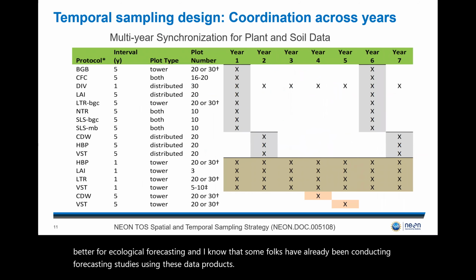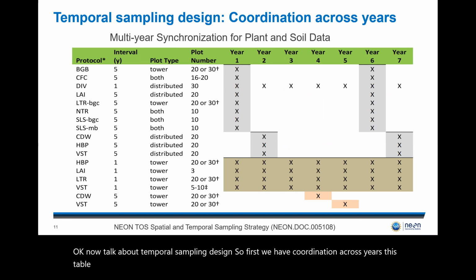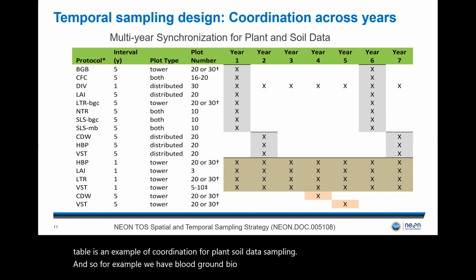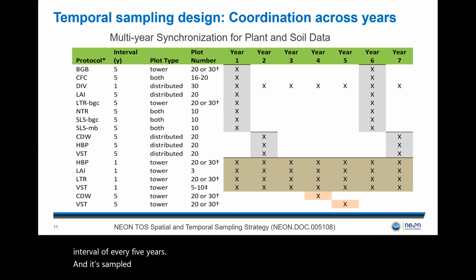Okay, now I'll talk about temporal sampling design. So first we have coordination across years. This table is an example of coordination for plant and soil data sampling. And so, for example, we have below ground biomass in the first row of this table, and it has an interval of every 5 years. And it's sampled at anywhere from 20 to 30 tower plots.